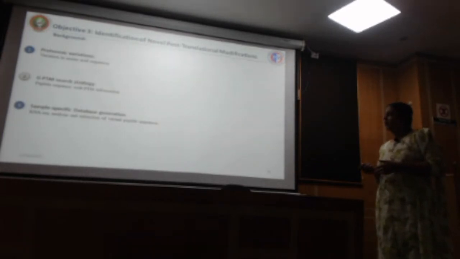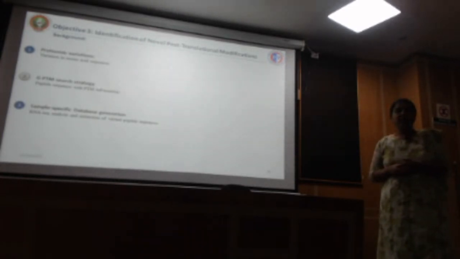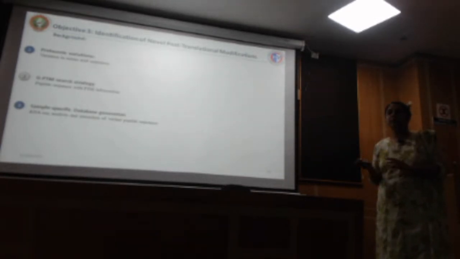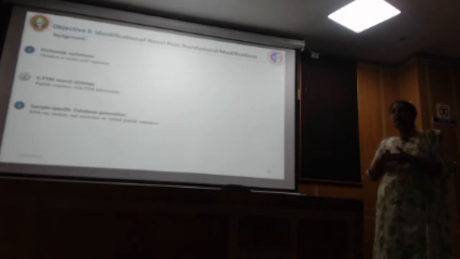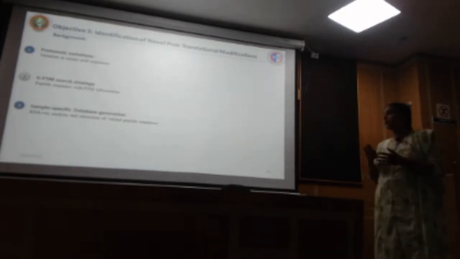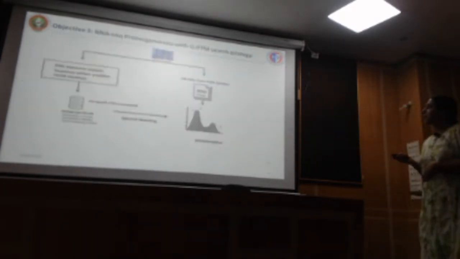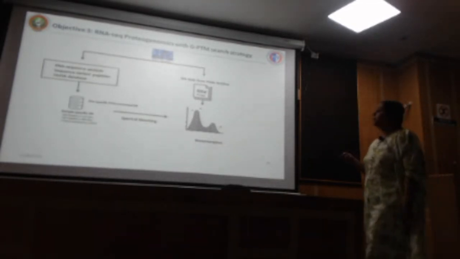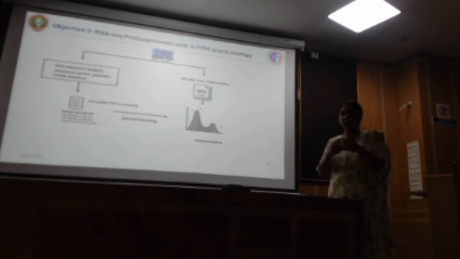Here again we are creating a specific customized database, and to this database we are adding information on site-specific PTMs, and hence going for spectral matching. So this is the workflow which we have followed. Again here, we have taken the RNA-seq raw data, the alignment was done, and we mined all the variant peptides, which were recorded in a file.